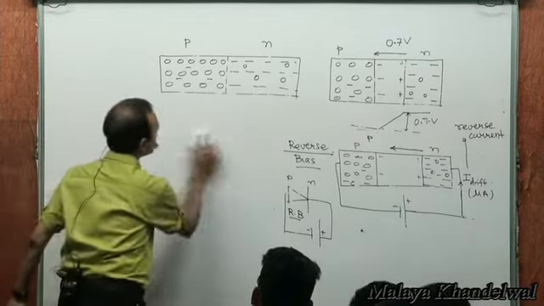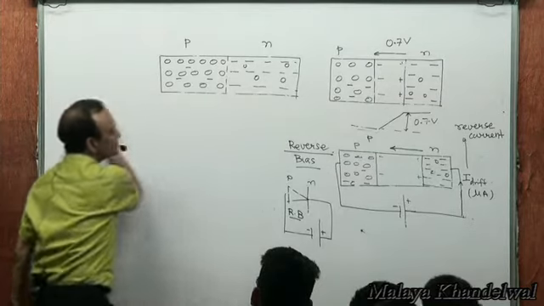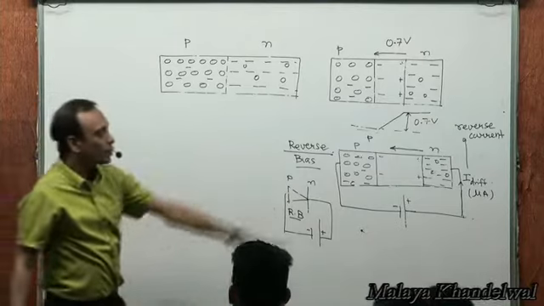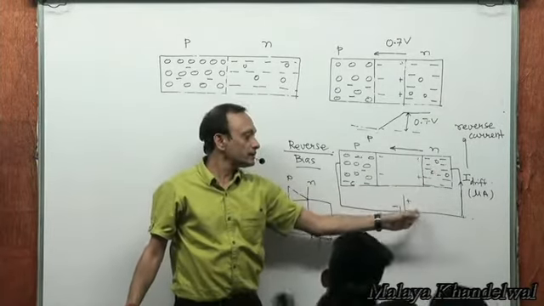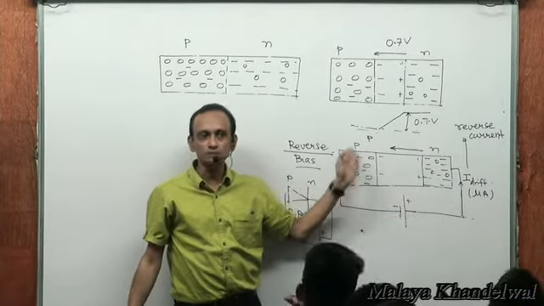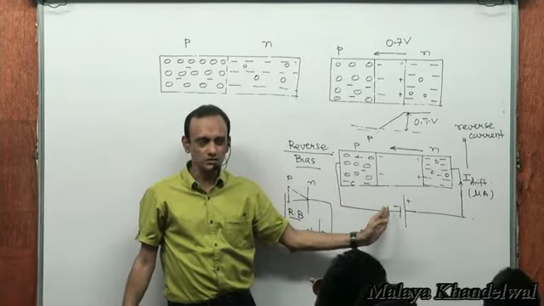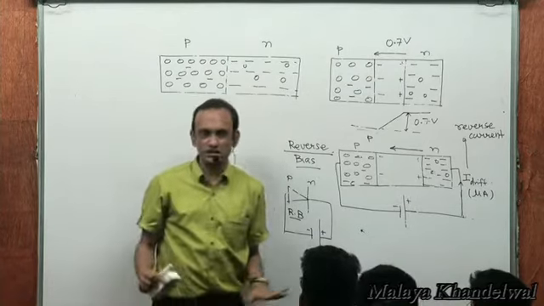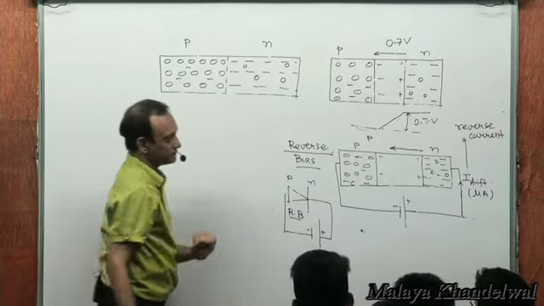Now, in the reverse bias, like I said, N connected to the positive terminal, P connected to the negative terminal, it behaves like an insulator. Practically no current.